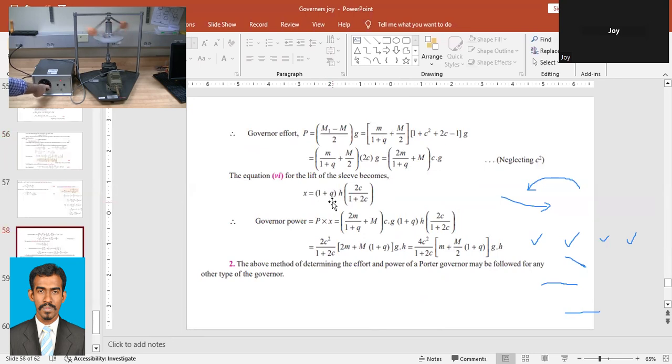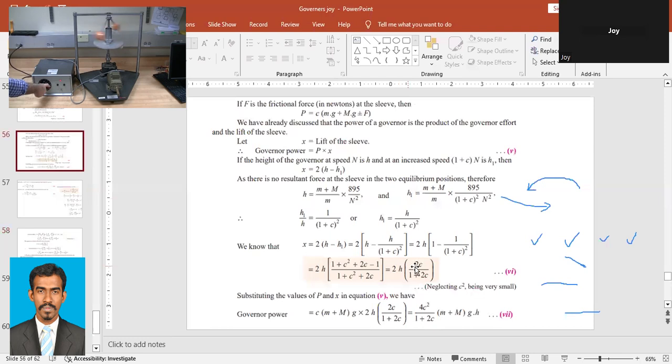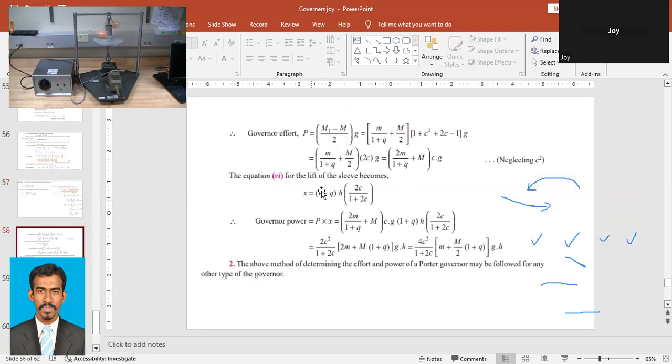Why? Because we are dealing with if alpha is not equal to beta. So we have to bring this 1 plus q. So instead of h, I will have h into 1 plus q into 2c upon 1 plus 2c. That's normal: 2c upon 1 plus 2c into 2h. But when we are dealing, if alpha is not equal to beta, then we have a 1 plus q here. So I'll bring that 1 plus q in, which means 1 plus q into h into 2c upon 1 plus 2c.